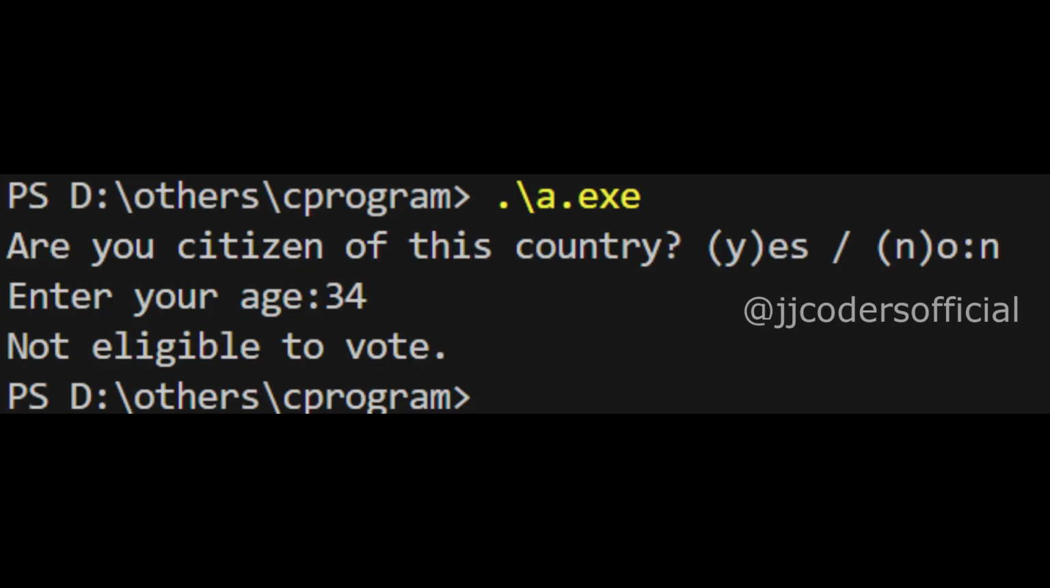Finally, in the third scenario, we have given n for no, so the outer condition itself is false, so its else part not eligible to vote is displayed. This is the one example how you can use nested if condition in your real-time C program.